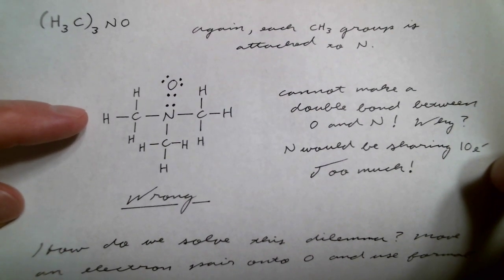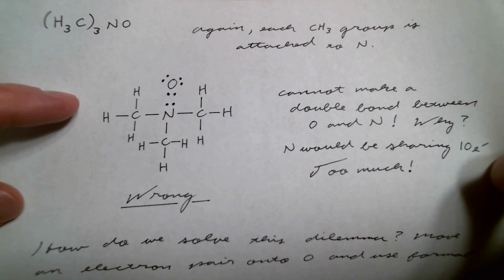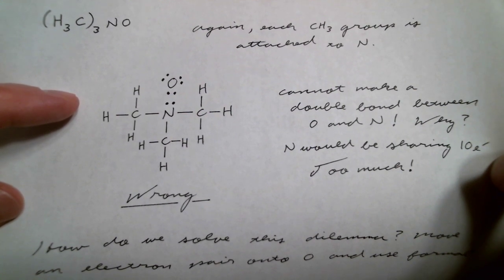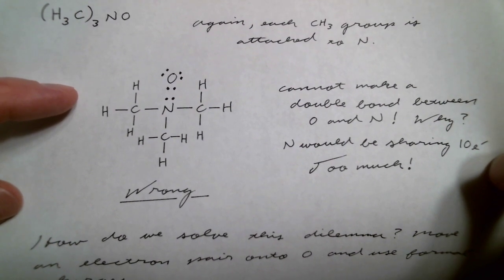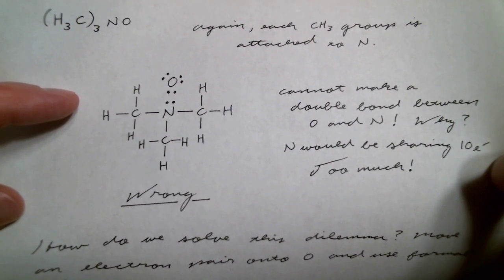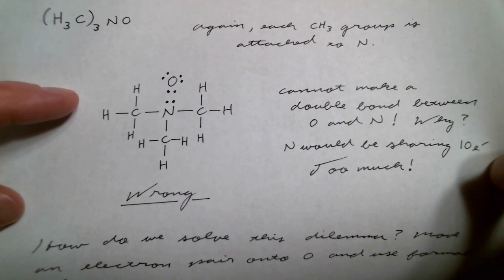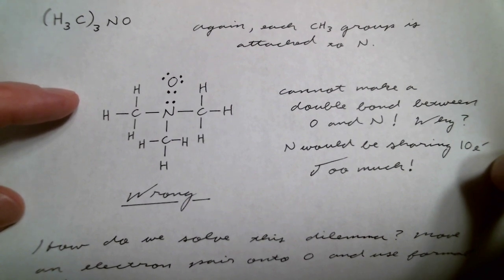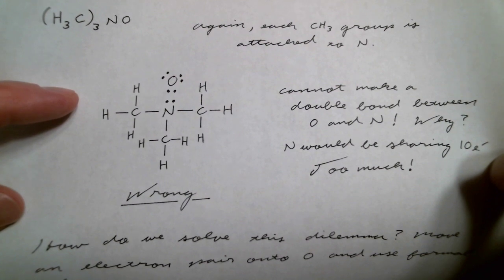And so what do we have? We have 2 electrons on nitrogen, and we have 6 valence electrons around oxygen. How do we try to compare those? Well, we could try pairing a lone pair on oxygen with that lone pair on nitrogen. But wait a second, we cannot make a double bond between oxygen and nitrogen.